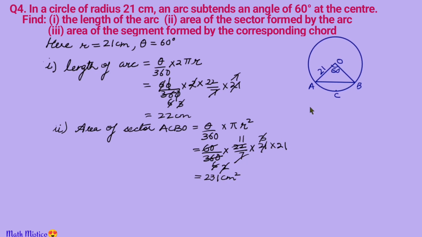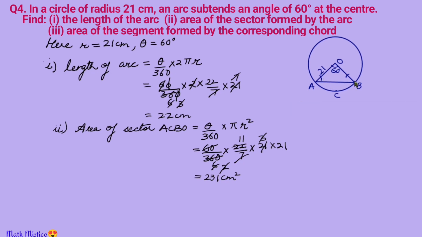In the third part, we are asked to find the area of the segment formed by the corresponding chord. Corresponding chord means the chord formed by joining the endpoints of the radii of the sector, that is the chord AB. So we have to find the area of the segment ACB, for which we first need to find the area of triangle AOB. As theta is 60 degree and OA is equal to OB, the other two angles of the triangle will also be 60 degree. Why? Because they will be equal and the sum of all the angles should be 180.